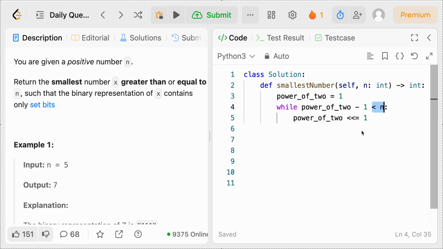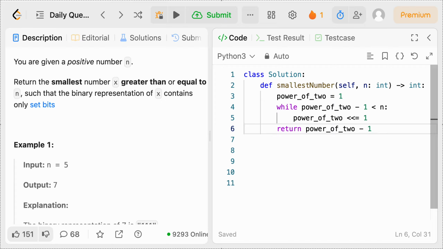We're no longer less than n, and we can simply return power of 2 minus 1 as our final value, right? Because after the loop finishes, we know that the power of 2 variable has to equal 2 to the k for the smallest k that still satisfies the condition of 2 to the k minus 1 being greater than or equal to n, right? That's basically the smallest number with all binary ones that is greater than or equal to n.